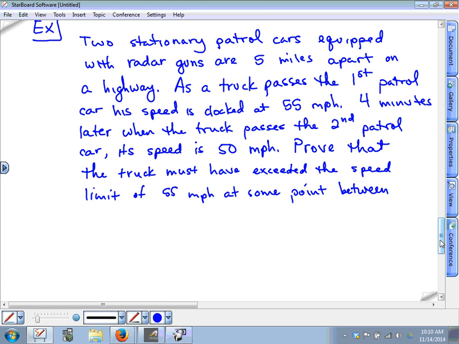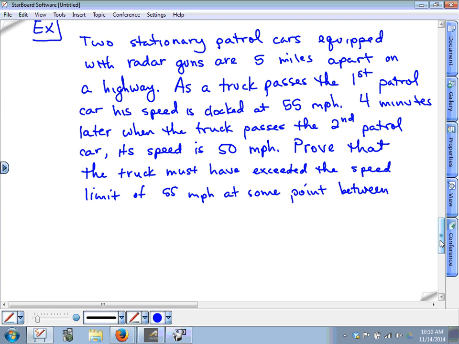So all we know is his instantaneous speed at the two endpoints. What was his average speed between? Do you see where they're going with it? If we can calculate his average speed between the two patrol cars and his average speed is above 55 miles per hour, doesn't that mean that at some point between the two patrol cars he was going faster than 55 miles per hour? That's what the mean value theorem says.